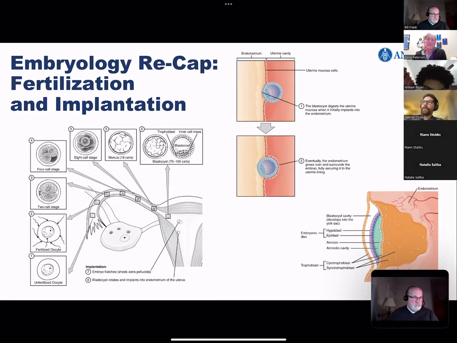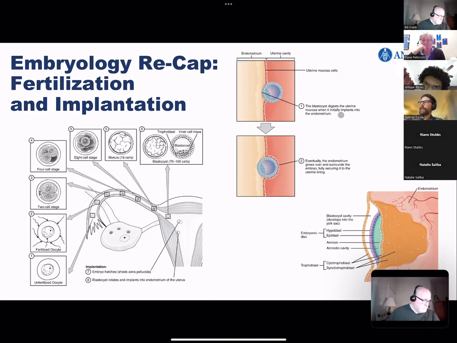and then further differentiate into a blastocyst composed of an outer layer of trophoblastic cells, with an attached embryoblast or inner cell mass on the inside, which I hope you guys can see where my cursor is indicating here. At this point, we've traveled down the tube and then the blastocyst attaches to the wall of the uterus and implants during days 6 through 10, with the endometrium ultimately enveloping the embryo into its wall.